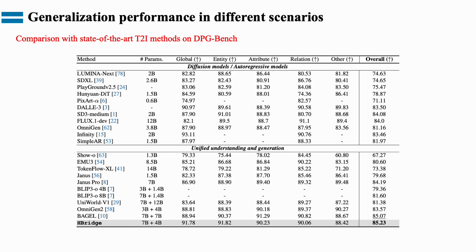We first evaluate our text-to-image generation performance on DPGBench. As demonstrated in the table, HBridge achieves state-of-the-art results over highly competitive counterparts, including Uniworld v1, OmniGen 2, and Bagel. Remarkably, with only 4 billion generative parameters, HBridge outperforms much larger models like Bagel 7B and Uniworld v1 7B/12B, demonstrating its exceptional parameter efficiency and effectiveness.